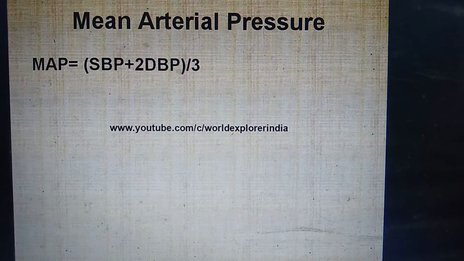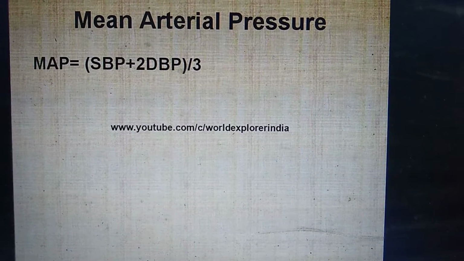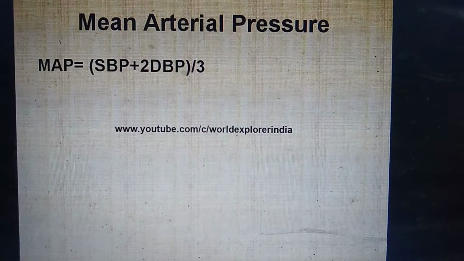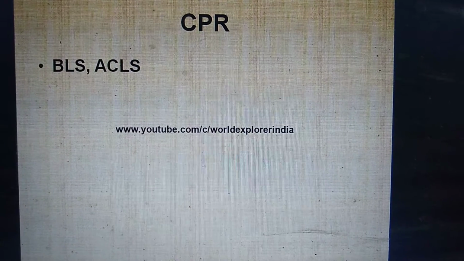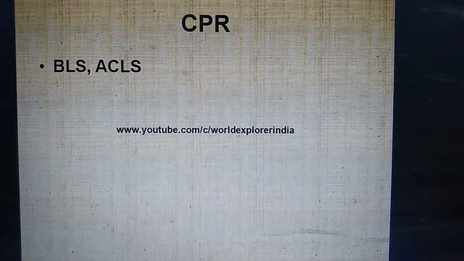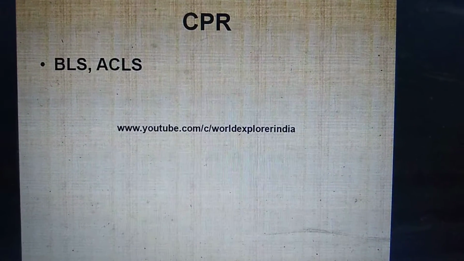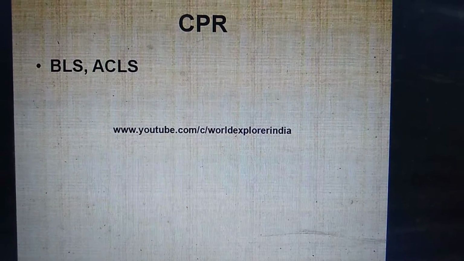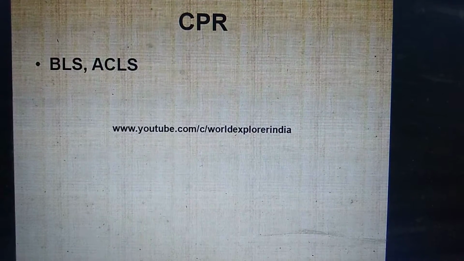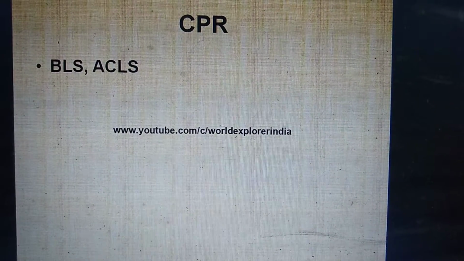Next is mean arterial pressure. This is calculated as systolic blood pressure plus 2 times diastolic blood pressure, divided by 3. Next is CPR. CPR is cardiopulmonary resuscitation. In this we are going to discuss basic life support and advanced cardiac life support. These are the guidelines given by the American Heart Association.